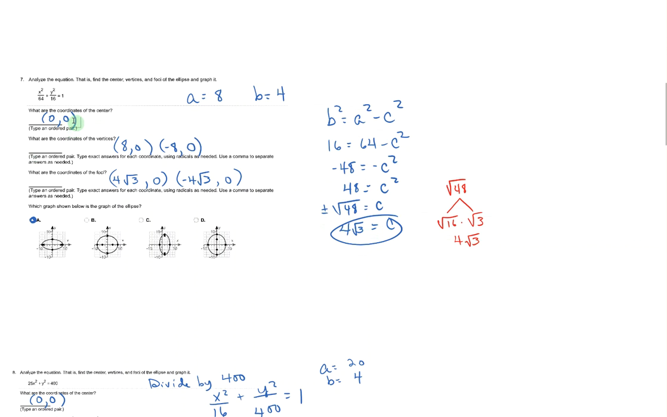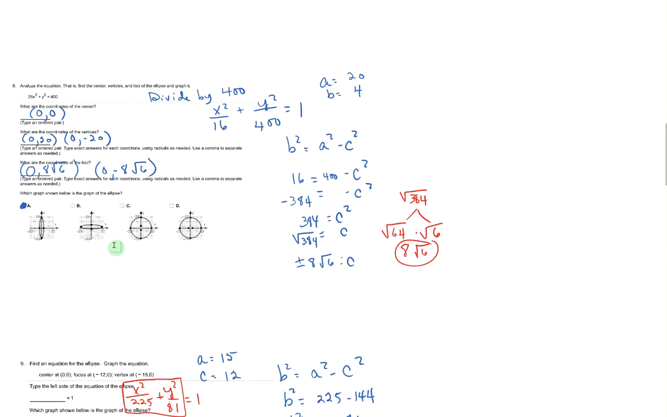So over here, what are the coordinates of the center? That'd be 0, 0. The vertices will be 8, 0, and -8, 0. Coordinates of the foci, they will also be on the x, and it will be your c value. So 4 square roots of 3, comma 0, -4 square roots of 3, and 0. And over here, we know it's going to be going this direction, and we know what the vertices are, so we should be able to come up with the correct match of the graph.